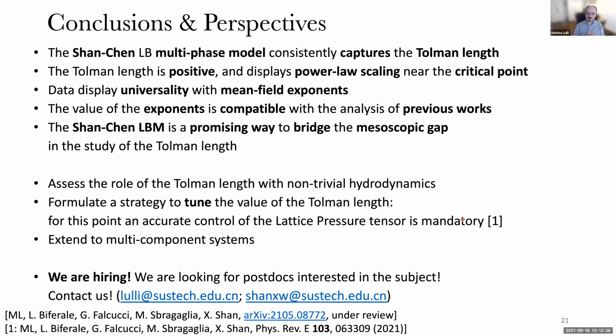Let's look at the conclusions and the perspectives. The Shan-Chen lattice-Boltzmann model for multiphase captures the Tolman length. It is positive. It shows power law scaling near the critical point. The data display universality with mean field exponents, and the value of the exponents is compatible with the analysis of previous works. So the Shan-Chen model looks like a promising way to bridge this mesoscopic gap that we've been talking about before in the study of the Tolman length.